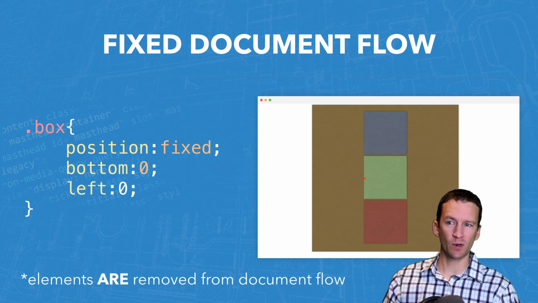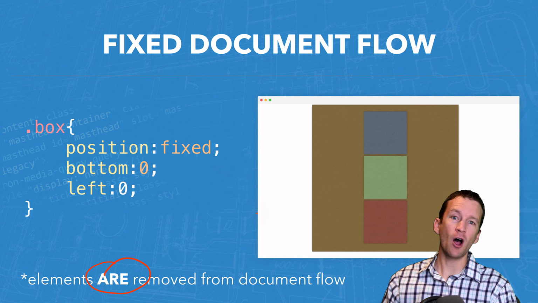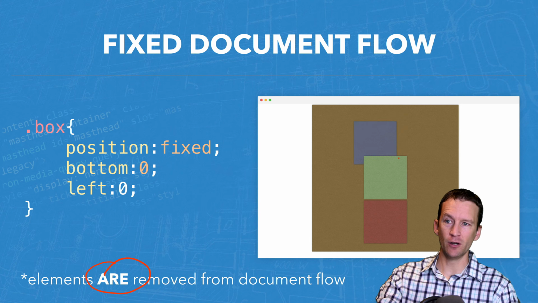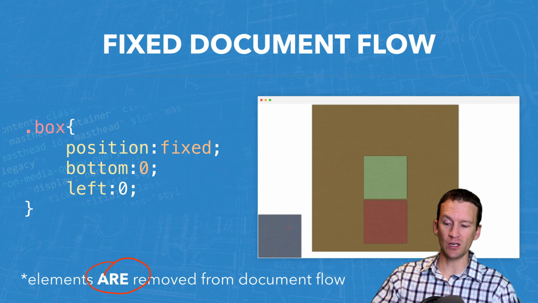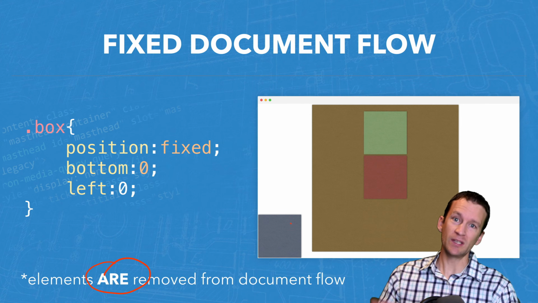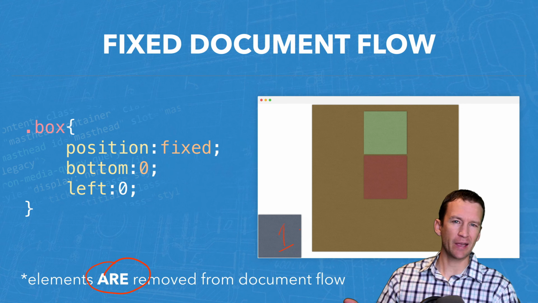Now let's take a look at how this works in the document flow. So again, just like absolute positioning, fixed elements are removed from the document flow. So if I was to take this div here and position it down at the bottom left using fixed positioning, these other 2 elements would slide up and occupy the space where that element right here used to occupy, just like absolute positioning.